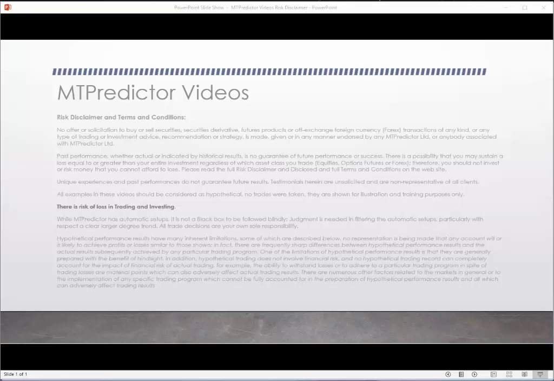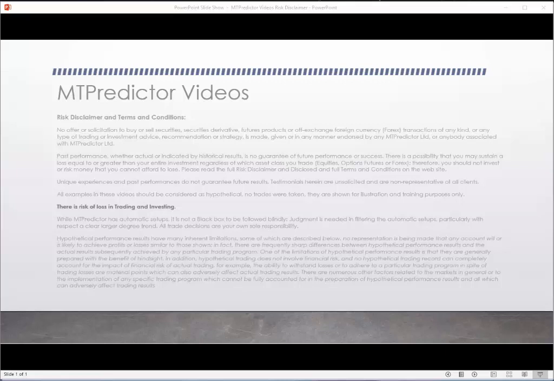In today's MTPredictor video, I'd like to have a look at a lovely Holy Grail long trade setup on the Euro Canadian dollar. This is one of my favorite trade setups in MTPredictor and one of the reasons MTPredictor was first developed over 17 years ago now.